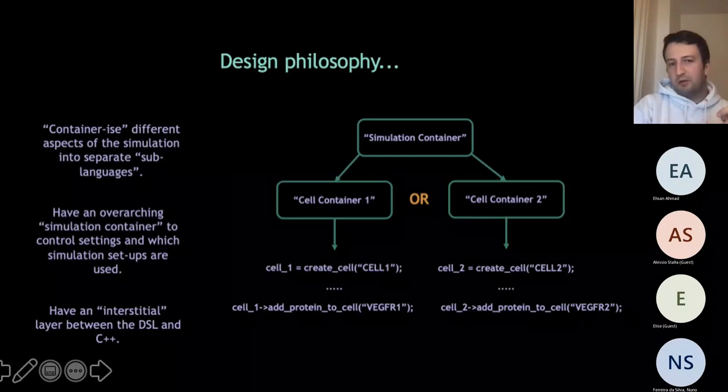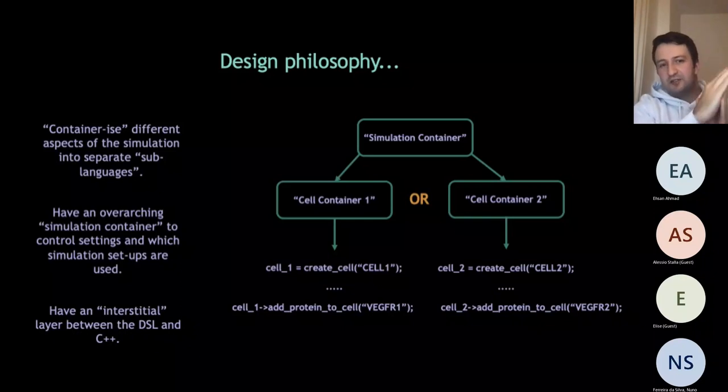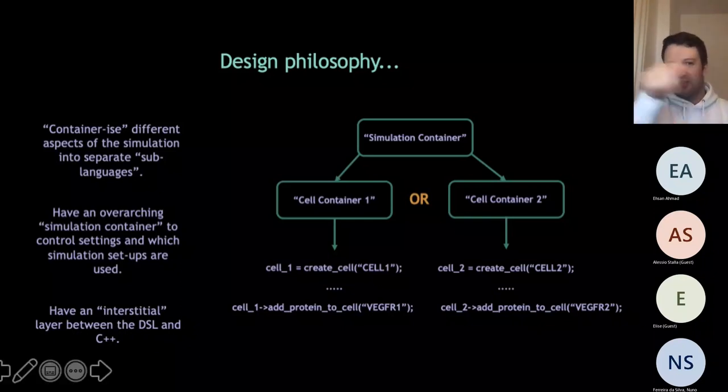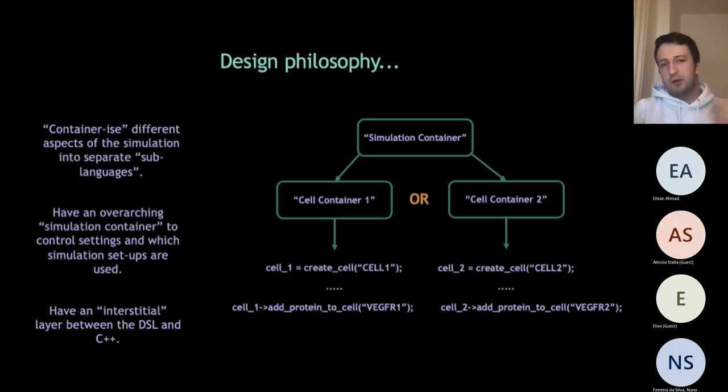And the last thing that's worth noting is that rather than generating an entirely new simulation from the model that you build, I have an interstitial layer of C++, which reads like a list of commands, like create cell here and add protein to this cell rather than the other one. And it actually makes it a lot easier to keep track of what you're generating, which I think can be a bit of a stumbling block when you're developing a language like this.